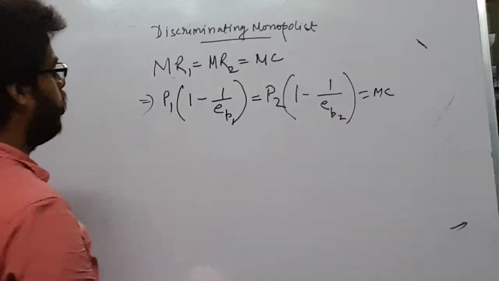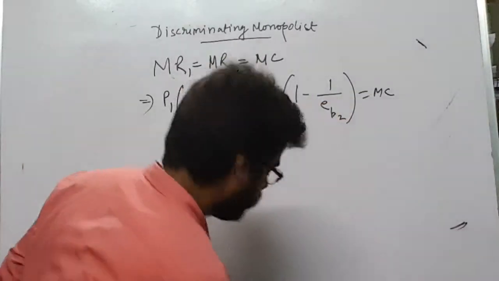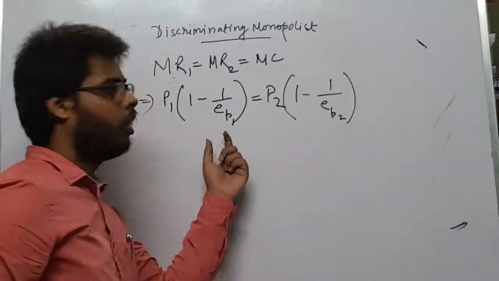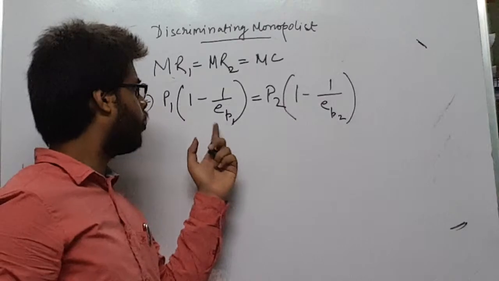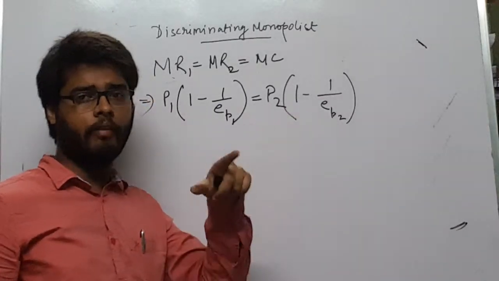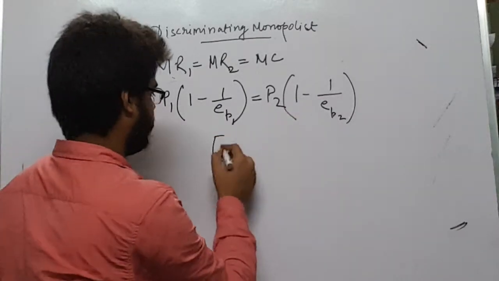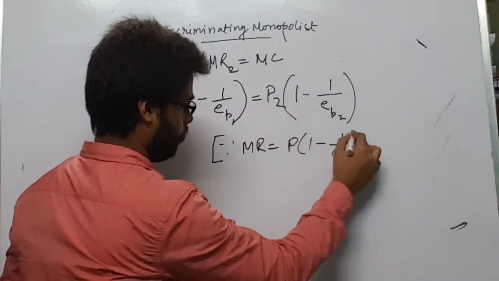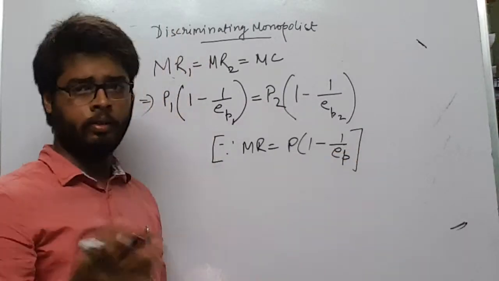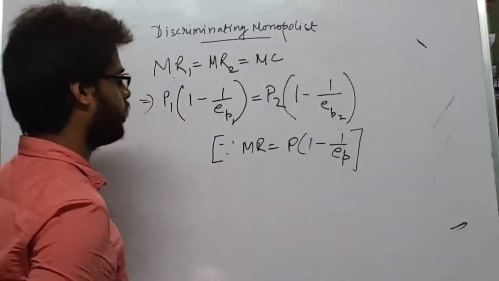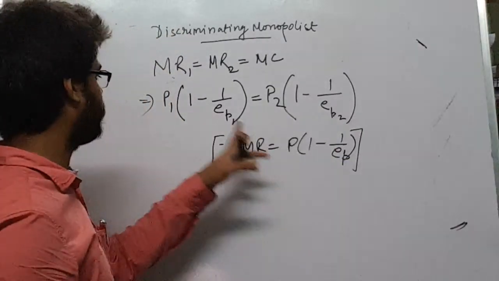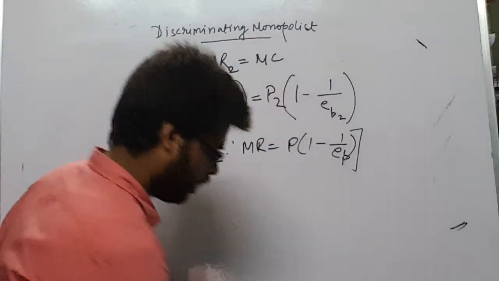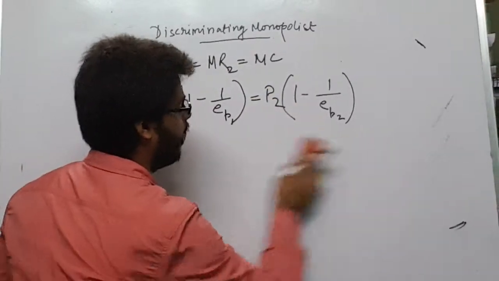Okay, so for analyzing the price, we are not writing this thing now. Do you remember where this is coming from? In our previous video, we deduced that marginal revenue is equal to P times 1 minus 1 by EP. Do you remember that? Yes. So this was the relation. From here, we are writing this: in case of P, we are writing P1, in case of EP, we are writing EP1. Same in case of the second market.